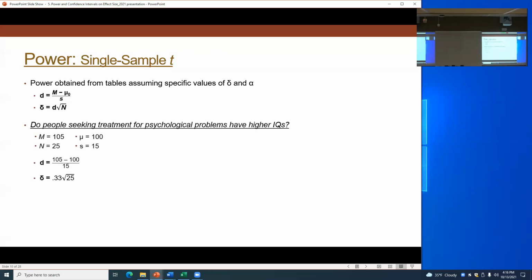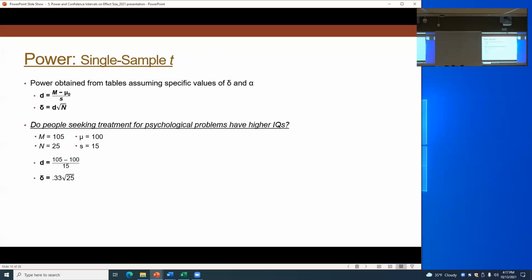So in a hypothetical example, let's say I hypothesize that people seeking treatment for psychological problems have higher IQs. People have heard this before, right? Like, oh, it's the curse of madness, or the curse of genius. I'm too smart for my own good. It means I sort of have psychological problems or something like that, right?